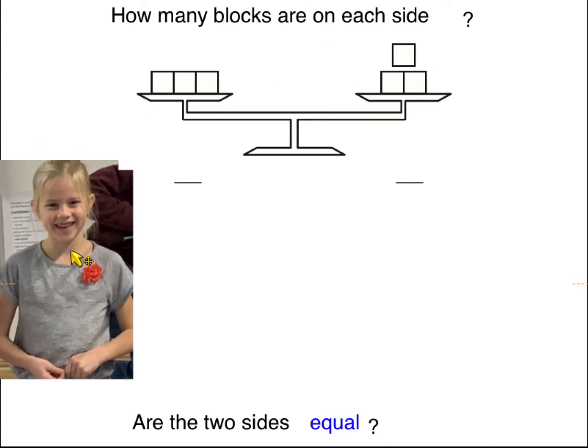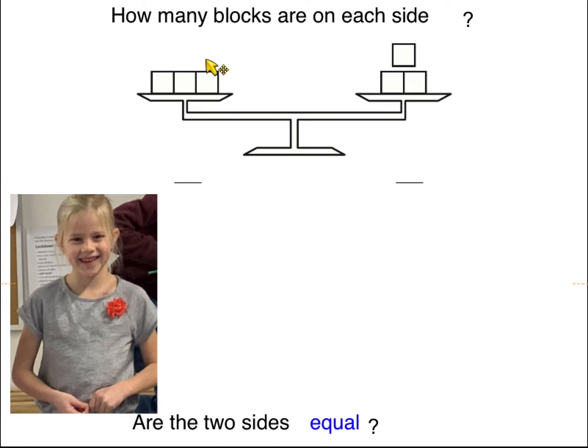But just in case, let's ask Joelle. Joelle, how many blocks are on this side? Yes, 3. Thanks, Joelle. How about on this side? 3. Yes, Joelle. So Joelle, does 3 equal 3? Yes, and that's what equal looks like. Look, see? Equals. They're straight.